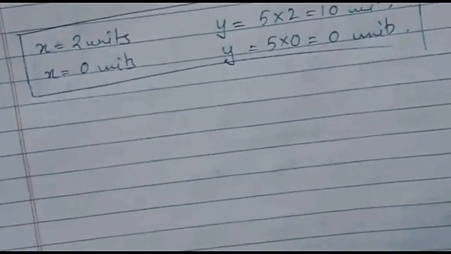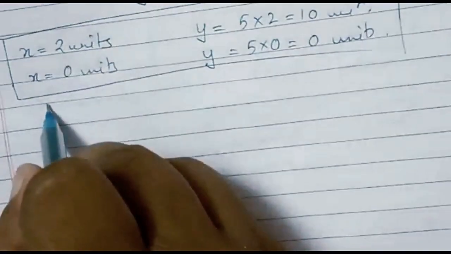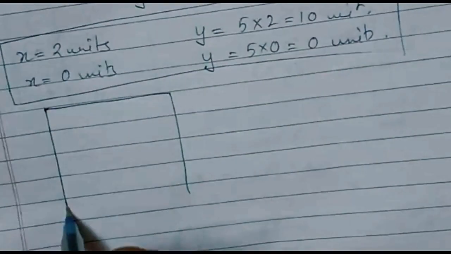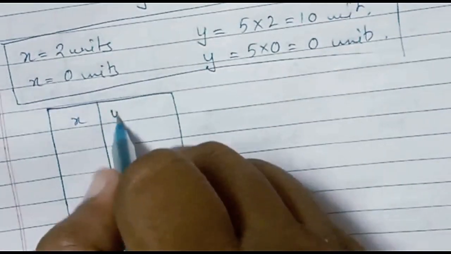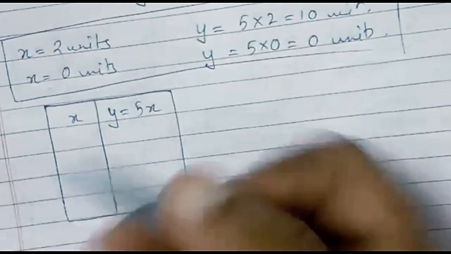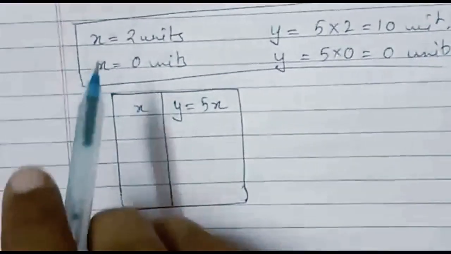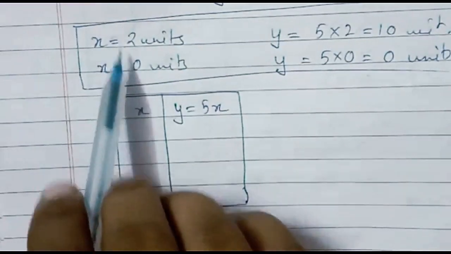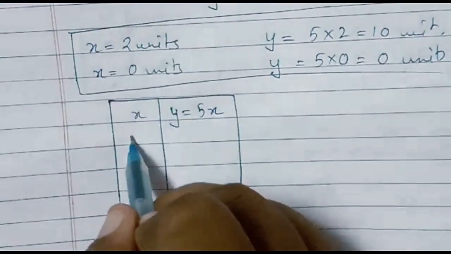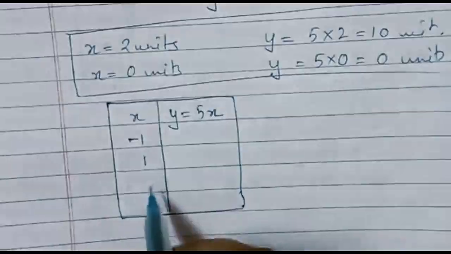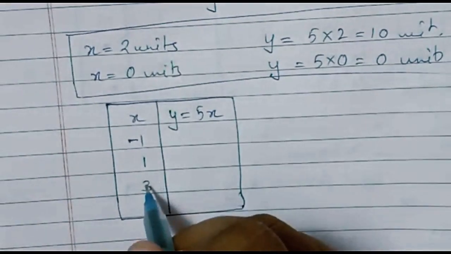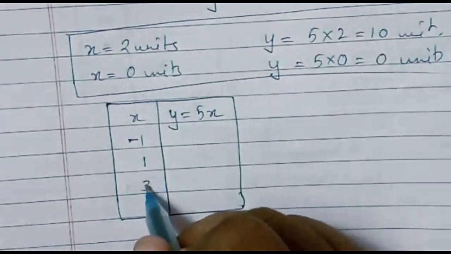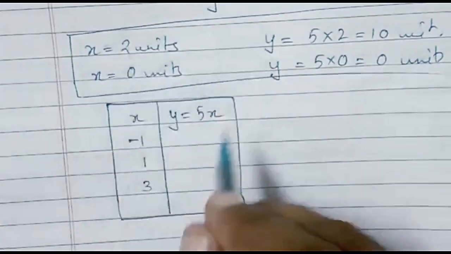Before drawing the graph, let us draw a table. So we are drawing the table of x and y coordinates. This is x, the second column y, which is equal to 5x. You can randomly take any value of x. Now don't take 2 and 0. This we will obtain on the graph paper itself. You can take -1, 1 and 3. It is up to you. Or maybe -3. Or maybe simply you can take -2 also.